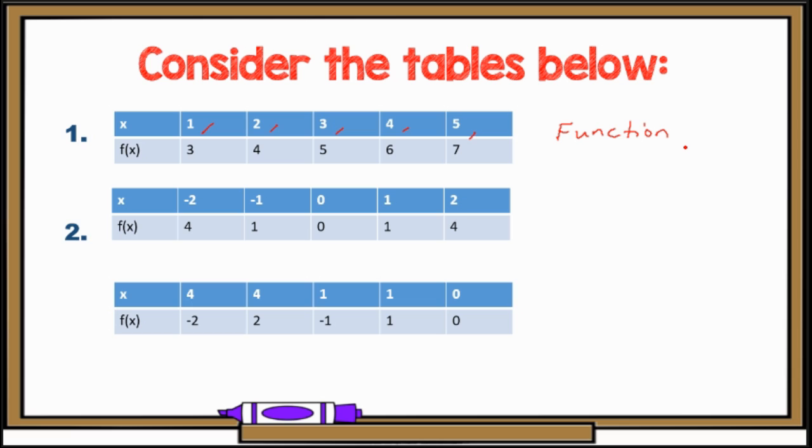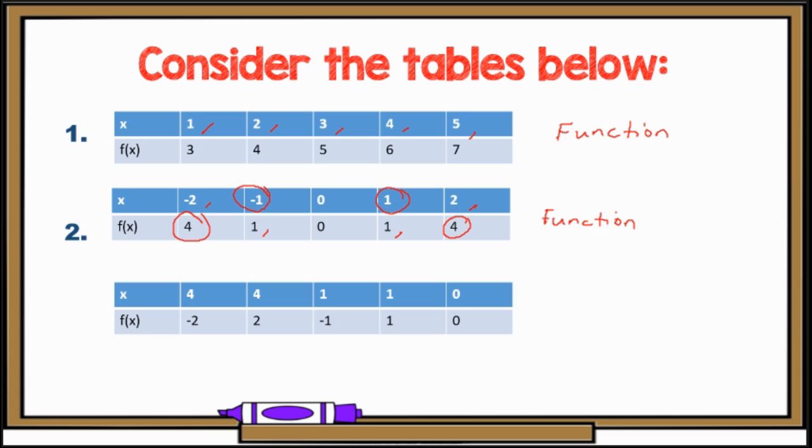Same is true for number 2. Even if negative 2 and 2 share the same value, and that is the value 4, and negative 1 and 1 also share the same value, that is 1, in the set of f of x, this will still qualify as a function because each number x is mapped to only one value in f of x. Again, this is a function. Now let's look at number 3.